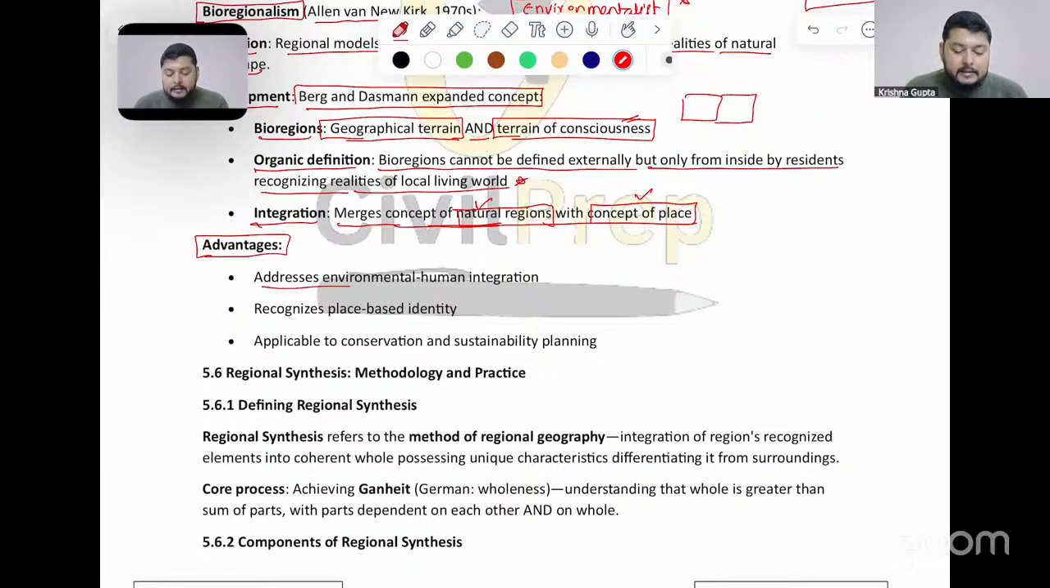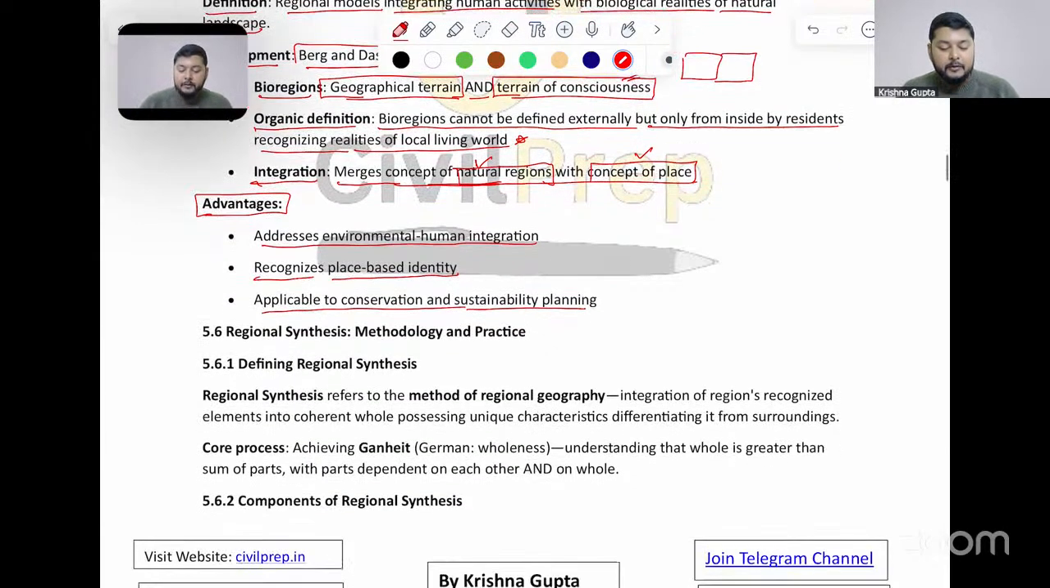Then we have the advantages of bioregionalism. It addresses environmental-human interaction. It also recognizes place-based identity. It is applicable to conservation and sustainability planning also. So these are certain outcomes of bioregionalism. This is one of the parts of areal differentiation. I would like to ask if there is any doubt in this areal differentiation, because next we'll be starting with the regional synthesis.